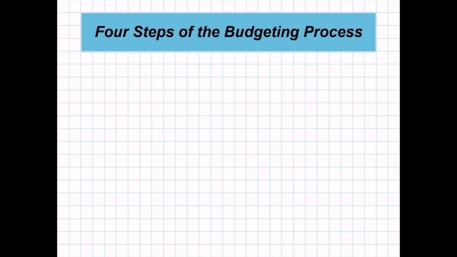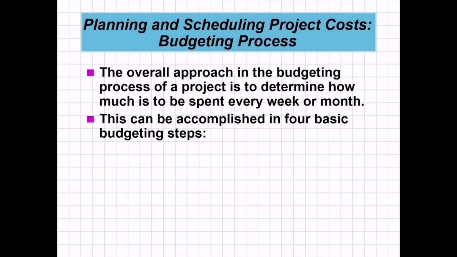So, we have planning and scheduling project costs, the budgeting process. The overall approach in the budgeting process of a project is to determine how much is to be spent every week or every month. So for example, class, you are given 1 million of a budget, you need to calculate out of the 1 million given for the entire year or entire month, how much should be allocated for 1 week or 1 day.